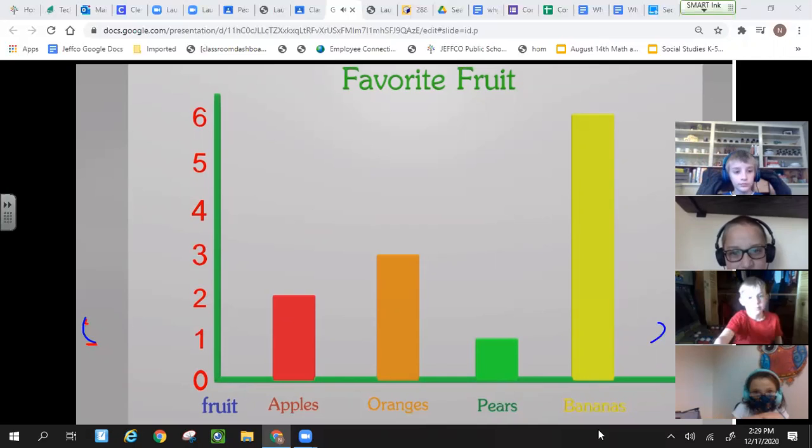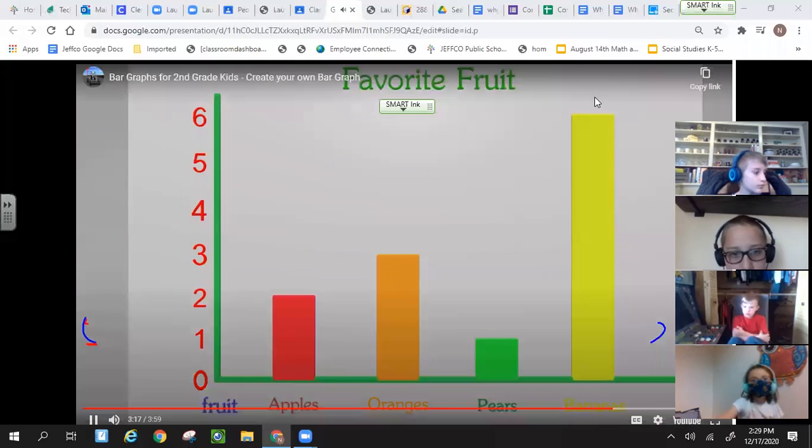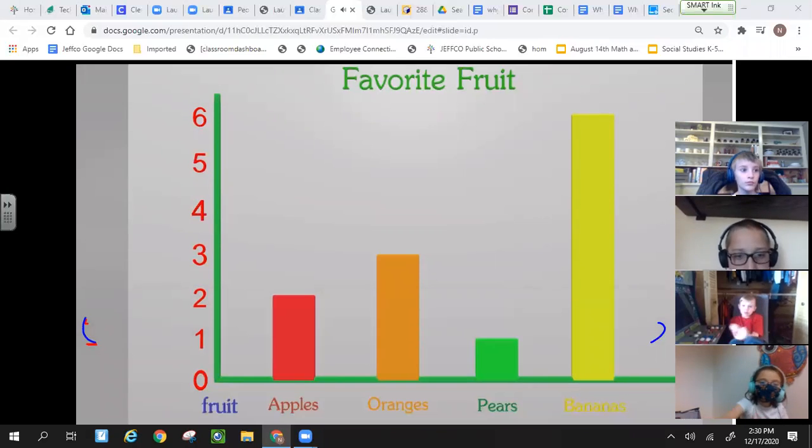Can you guys tell me how many more people liked bananas than oranges? Looking at the graph, we see that 6 people liked bananas, 3 people liked oranges. From 3 oranges, we count 1, 2, 3 spots. There are 3 more people that liked bananas instead of oranges.